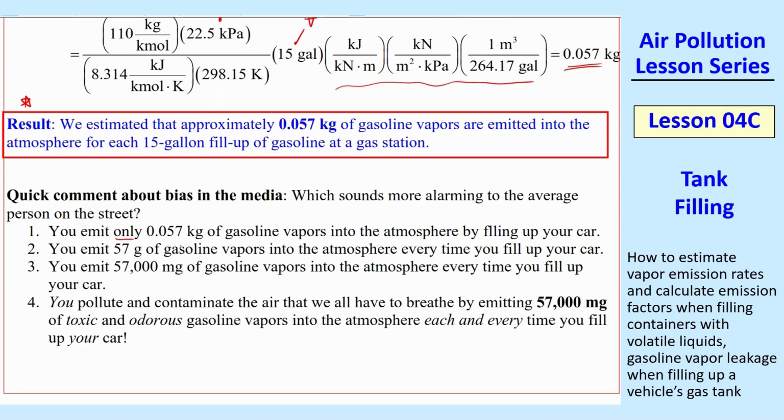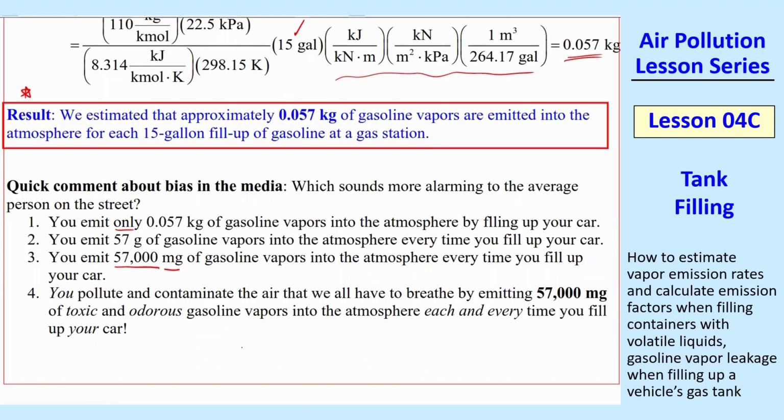Or you can say you emit 57,000 milligrams of gasoline. And these are all identical statements technically, but 57,000, if someone sees that, and if you're not scientifically oriented, you might think, boy, that's a lot. Or if you really want to try to convince people that this is really bad, you say you pollute and contaminate the air that we all have to breathe by emitting 57,000 milligrams of toxic and odorous gasoline vapors into the atmosphere each and every time you fill up your car. This would be someone really biased and worried about the air pollution that we put out with the car.